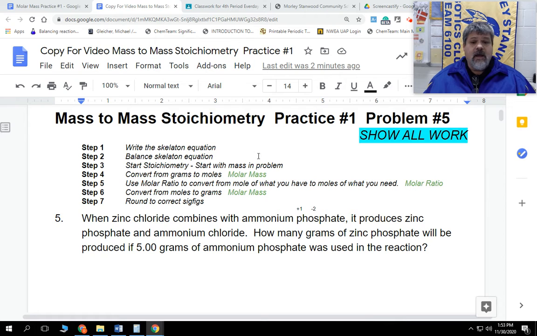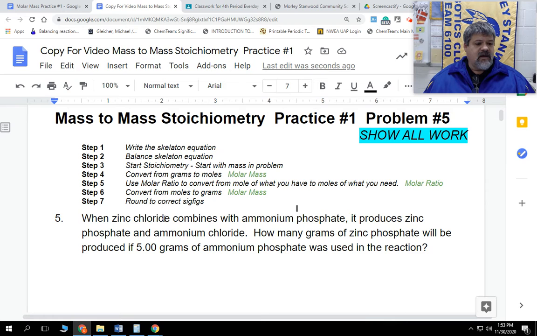Here are our steps again. As always, they're right here. We're going to write the skeleton equation, then we're going to balance it. That's the first thing. So let's read the equation. When zinc chloride combines with ammonium phosphate, it produces zinc phosphate and ammonium chloride. How many grams of zinc phosphate will be produced if 5 grams of ammonium phosphate was used in the reaction? So let's break this down.